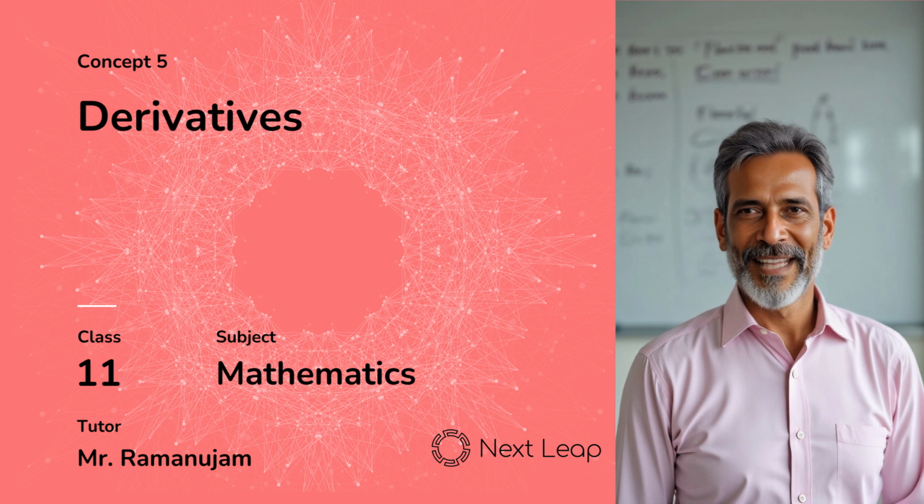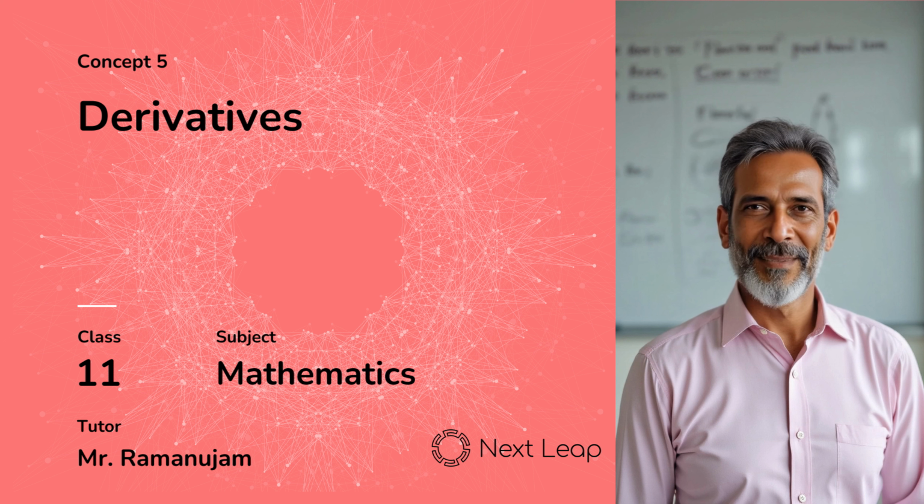To understand this mathematically, the derivative of a function f(x) at the point x = a is defined as the limit as h approaches 0 of the difference quotient. That is, f'(a) equals the limit as h tends to 0 of the quantity f(a + h) - f(a) divided by h.